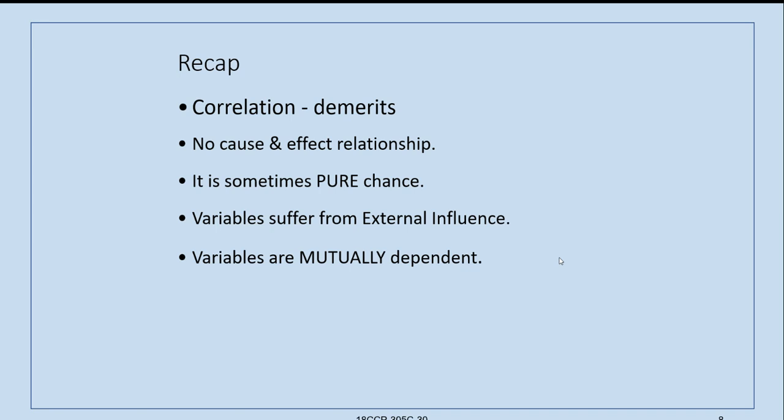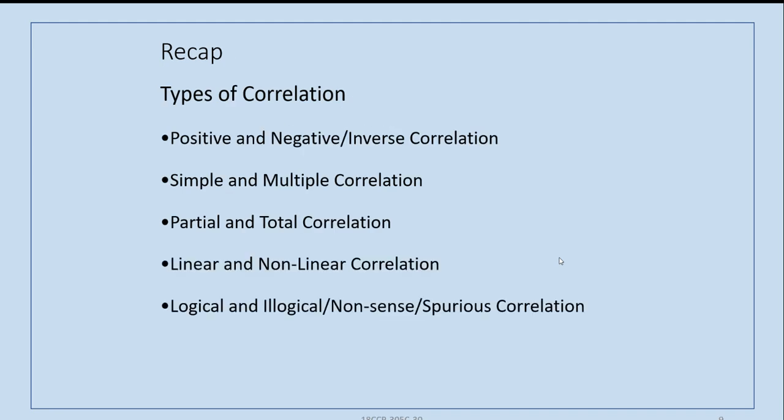And variables are mutually dependent. Mutually dependent means it is dependent on one another. That is called mutual dependence. And we have seen types of correlation as positive and negative, simple and multiple, partial and total, linear and non-linear, logical and illogical. So all these are the types of correlation. And correlation value will always be between plus 1 and minus 1. The answer will not be more than 1 or less than minus 1. That's all.